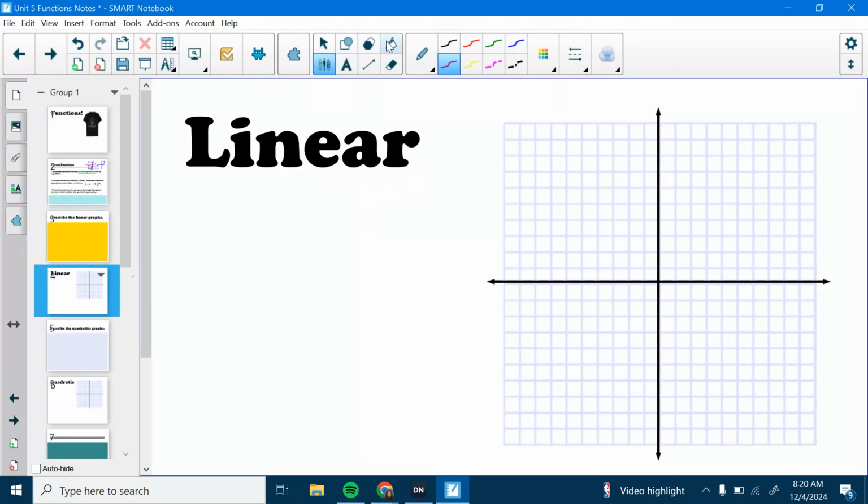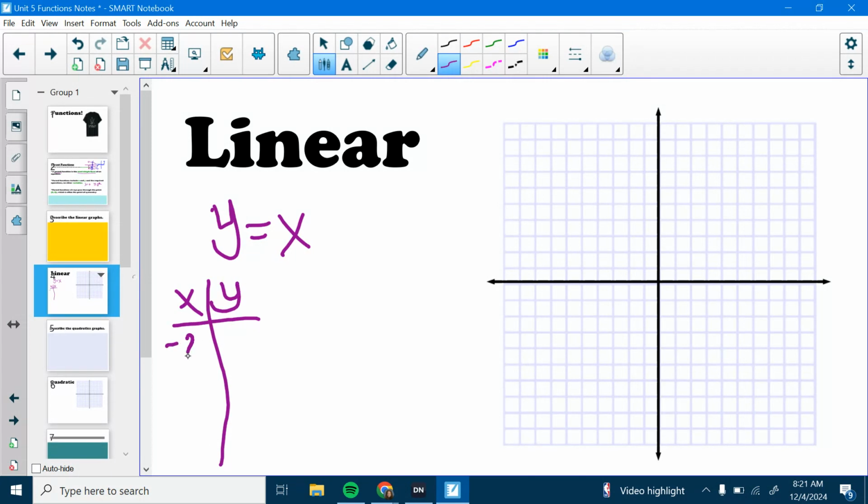Linear graphs and functions, the parent function is written as y equals x, which means whatever the x value is, the y value is going to be the same. So if I draw a table, if I have -2 as an x value, I got y equals -2. Well, that just means that y equals -2. When x is -1, y is -1, x is 0, y is 0. And it continues into the positive range.